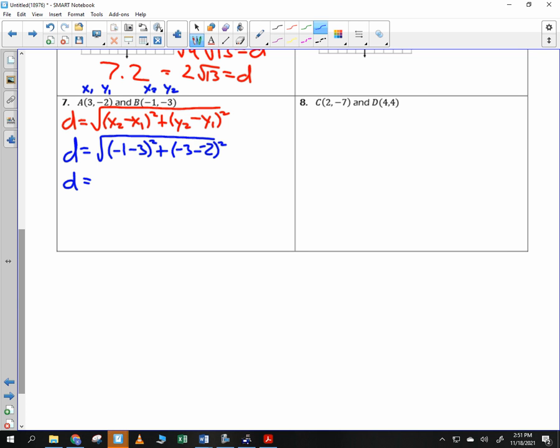What's negative 1 minus 3, squared? 16. And then minus a negative, I add the opposite. Negative 1 squared is 1. So distance is equal to the square root of 17.